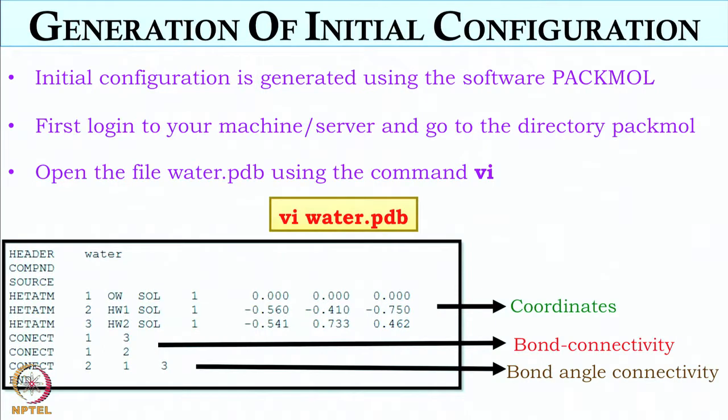Now you know that 0, 0, 0 is the coordinate of the oxygen atom. The second one, minus 0.560, minus 0.410 and minus 0.750, are the x, y, z coordinates of the first hydrogen. If you treat it as a vector, with the first number on the x axis, next one as y, third one as z, it is like xi plus yj plus zk. Now you can calculate the length of this: the square root of x square plus y square plus z square. Since the oxygen is at the center, this length will be just the OH bond length.